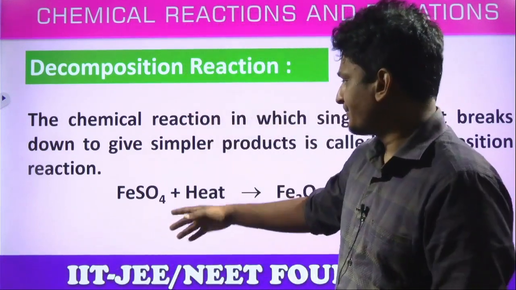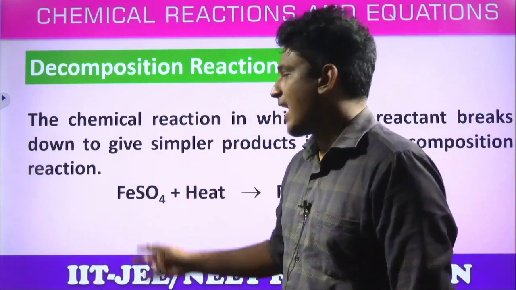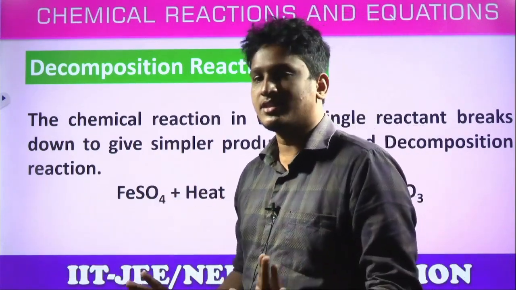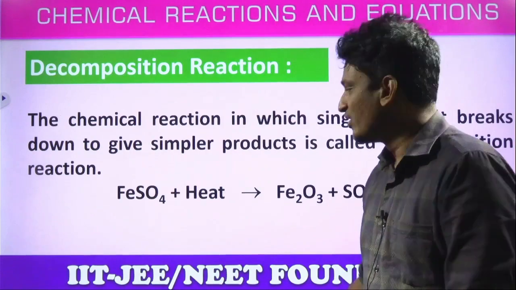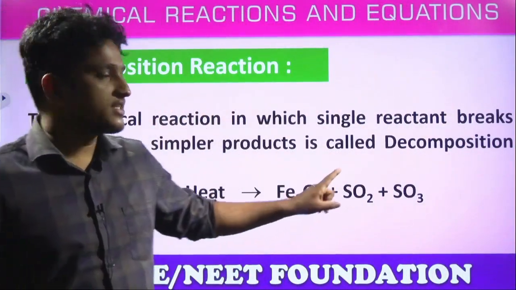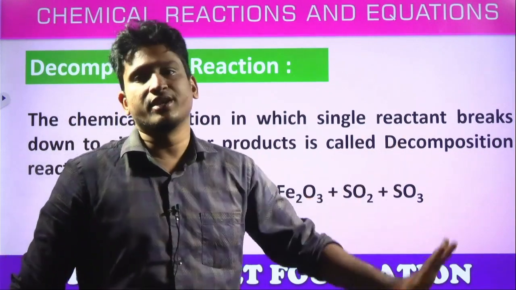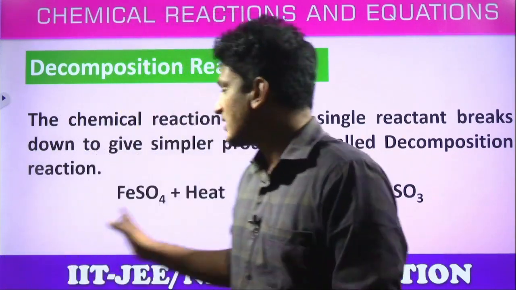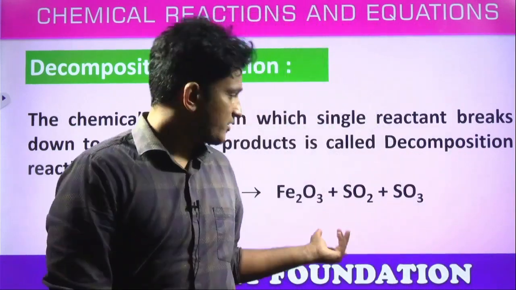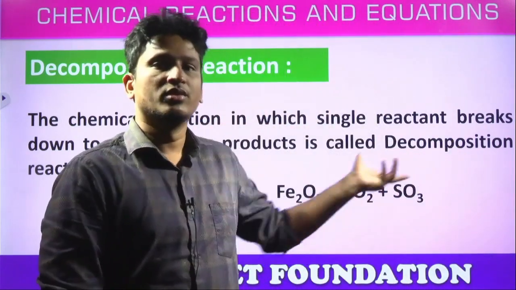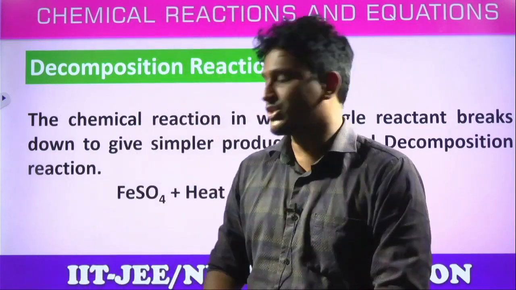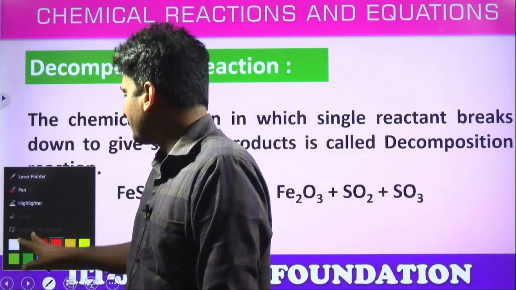And we have the given example. Iron sulfate is a single compound, plus heat means we are providing heat energy. That's it. Don't think it's a compound. Yes or no? So iron sulfate is decomposing to produce iron oxide, sulfur dioxide and sulfur trioxide. In this reaction, on the reactant side, how many components are there? Only one. On the product side, more than 2. Yes or no? 2 or 3, it depends upon the type of chemical reaction. So these types of reactions are called decomposition reactions.